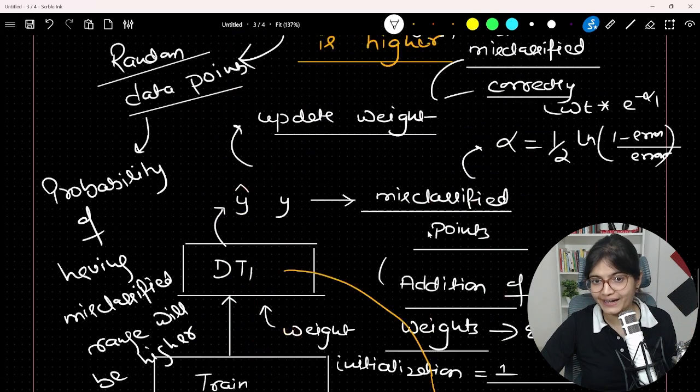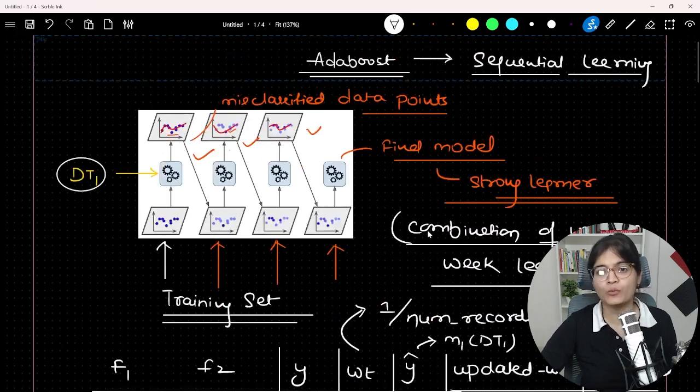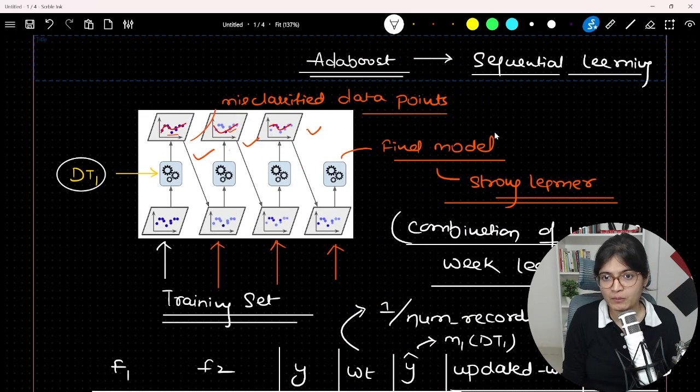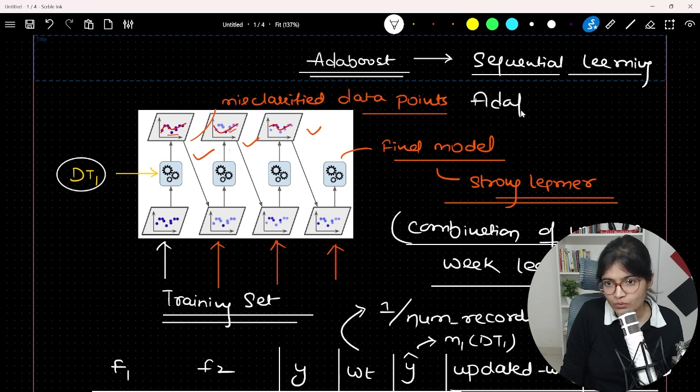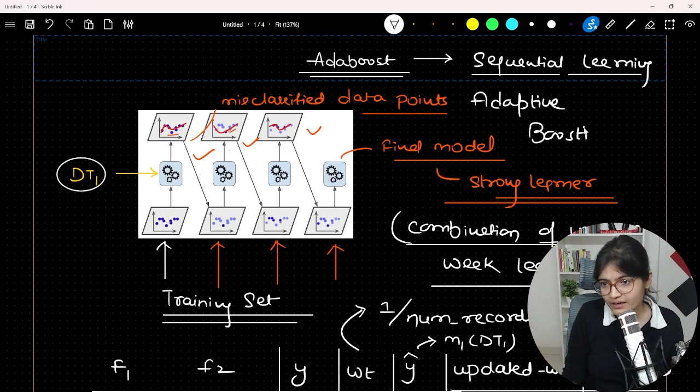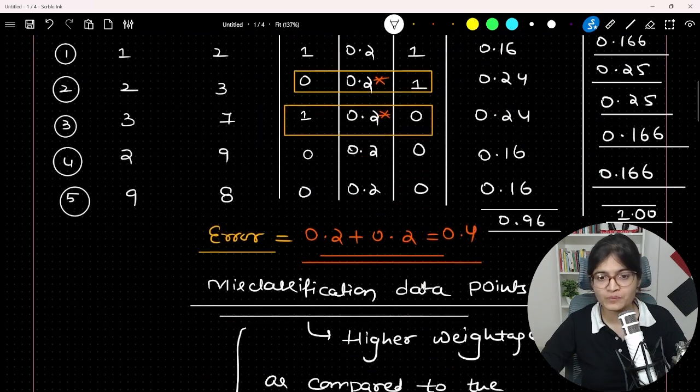And that is the core idea behind how this Adaboost algorithm works. That's why it's called the adaptive boosting algorithm. The full form of Adaboost is adaptive. So my model is adapting as per the given data points in the sequential part of the training. This is the core idea behind Adaboost.